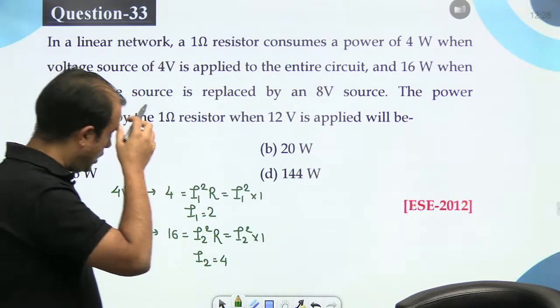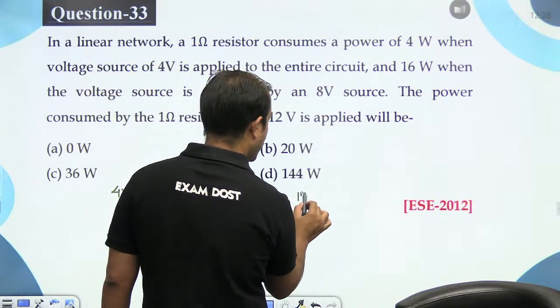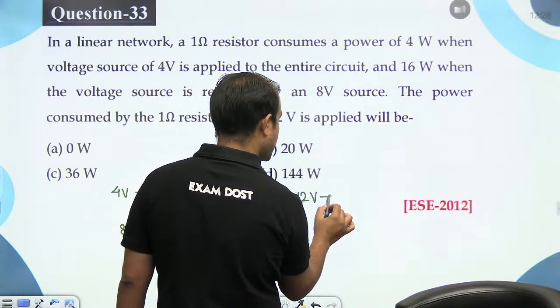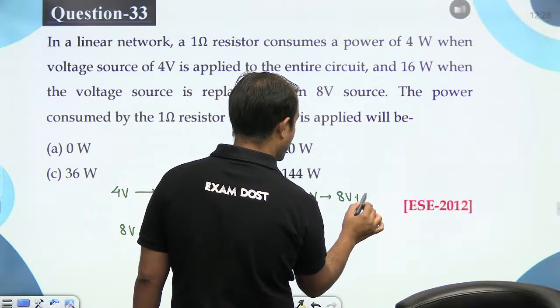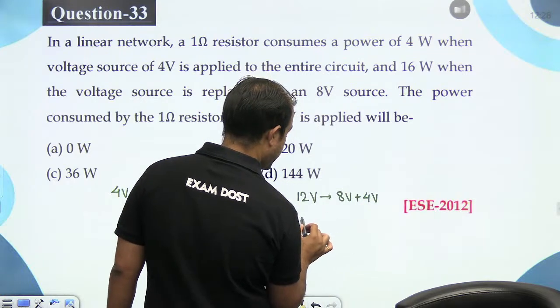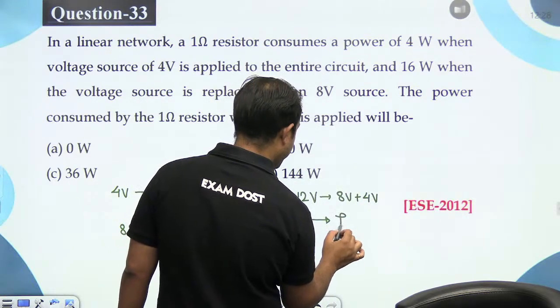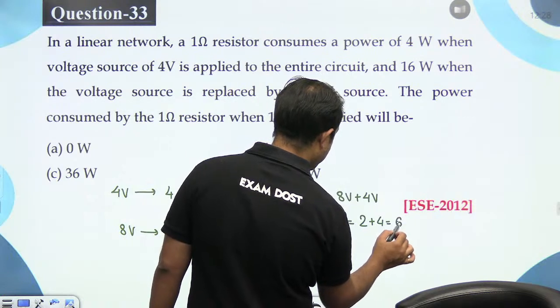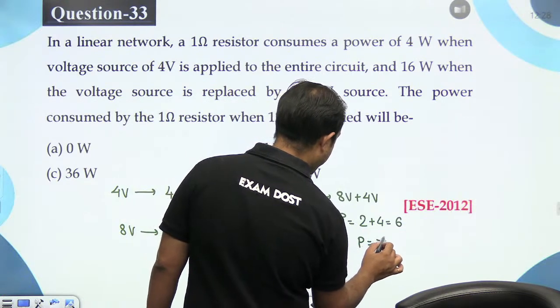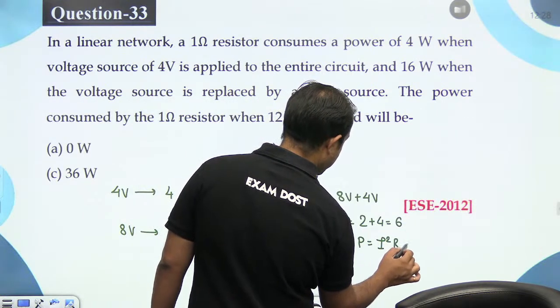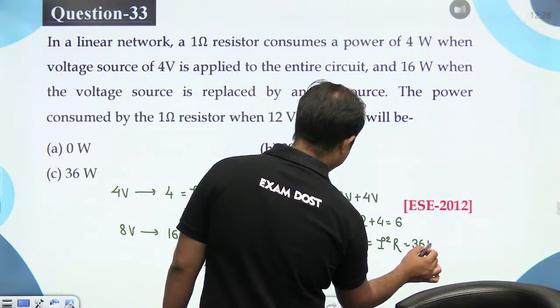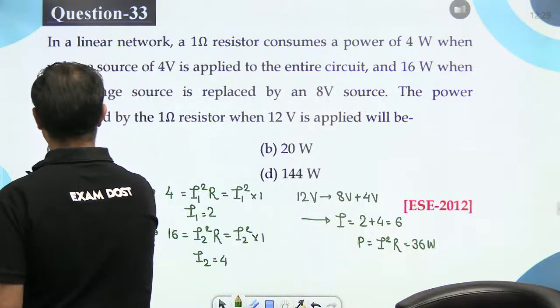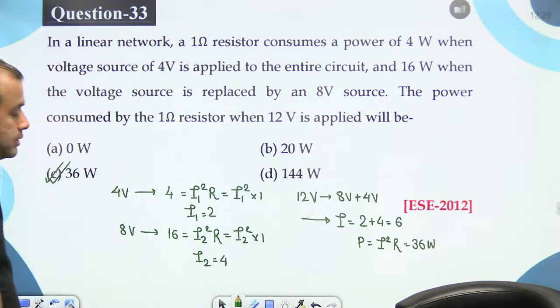Okay. Now at 12 volt is 8 volt plus 4 volt. So by superposition, current will be 2 plus 4, 6. Power is I square R, 36 watt. Answer will be C, 36 watt.